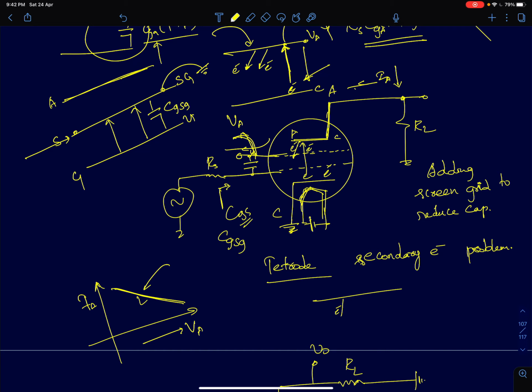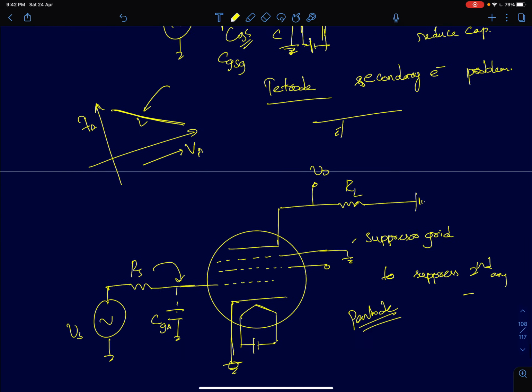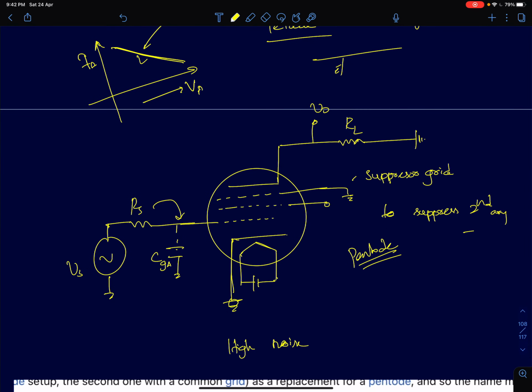Now to fix that problem of secondary electrons, they introduced one more terminal in the vacuum tube amplifier, called the suppressor grid. This terminal was held at ground or at a very low potential compared to the anode. Because of this, the secondary electrons emitted from the anode, since this is at a lower voltage, will be repelled back to the anode plate itself. So that was controlling or reducing the emission of the secondary electrons. Normally the suppressor grid was often connected to the cathode terminal.